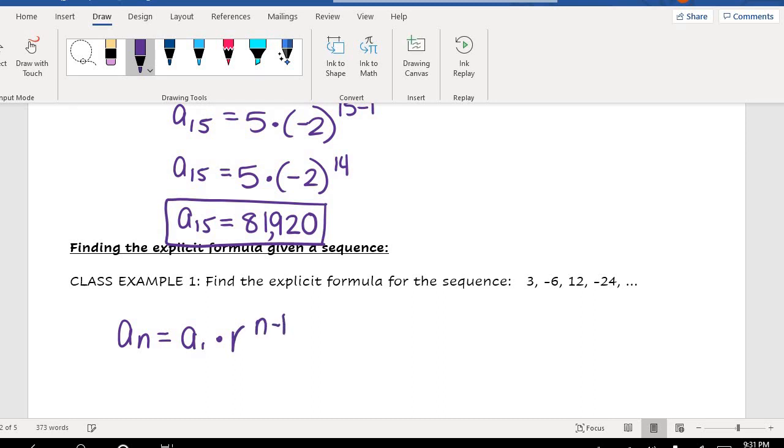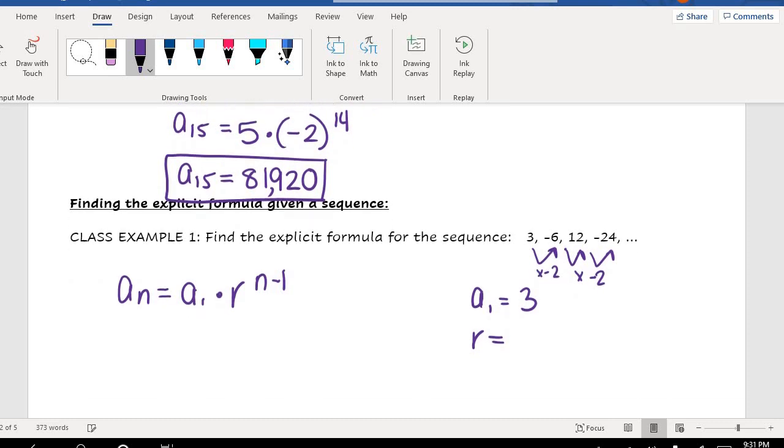Now to answer this, we need to know two things. We need to know the value of a sub 1, so that's our first term. A sub 1 here is 3, and we need to know the value of r. So what's happening every time to get from one term to the next? We are multiplying by -2. So the common ratio is -2.